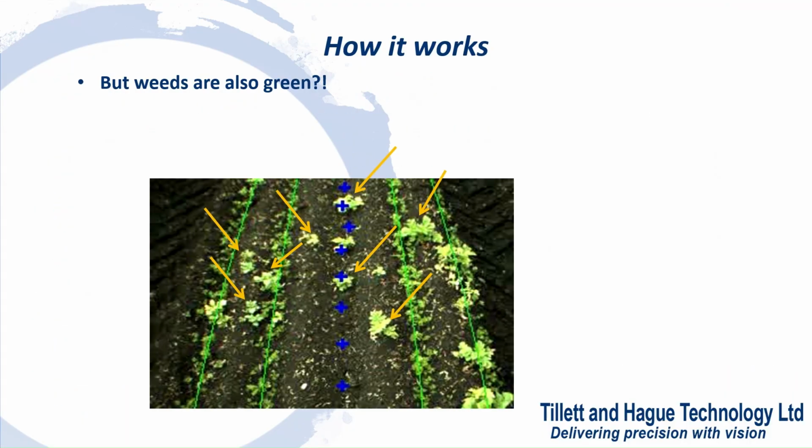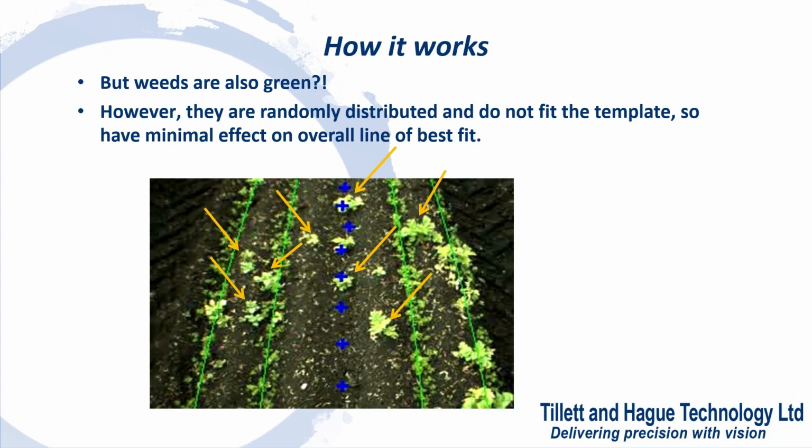But weeds are also green, we hear you say. However, they are randomly distributed and do not fit the template. This makes row following quite robust, and provided the density of live plant material in the row is greater than that out of the row, it should work. The approach also works very well over a wide range of crop growth stages.